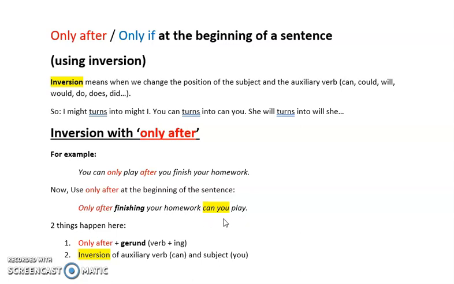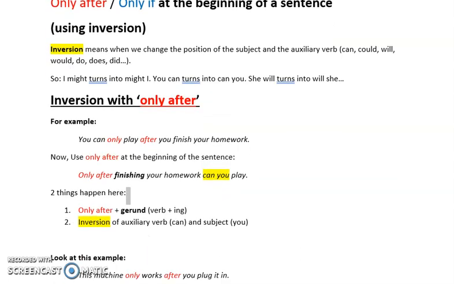That is wrong. It has to be can you play? So now that is the correct structure of this sentence. I've used only after and I've used inversion. Let's look at a couple more examples.